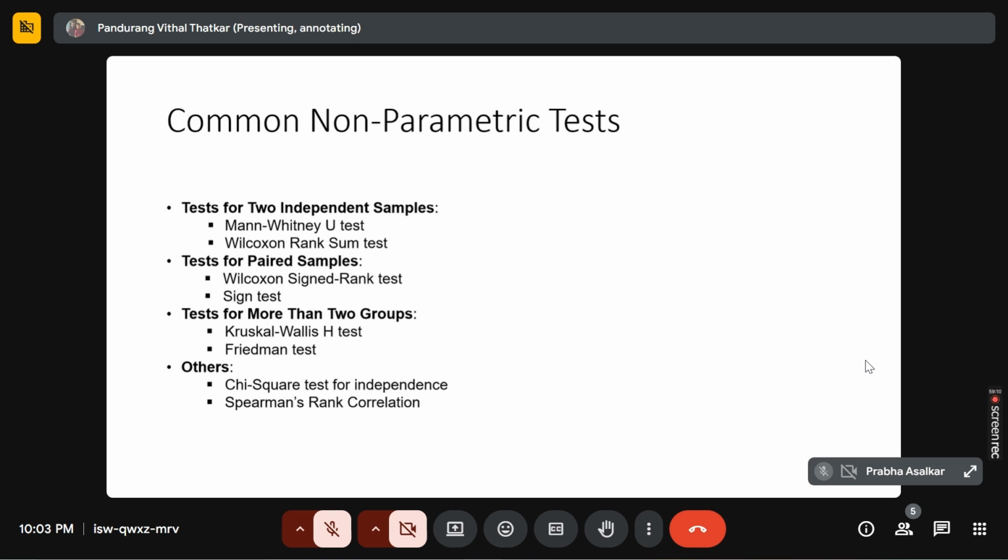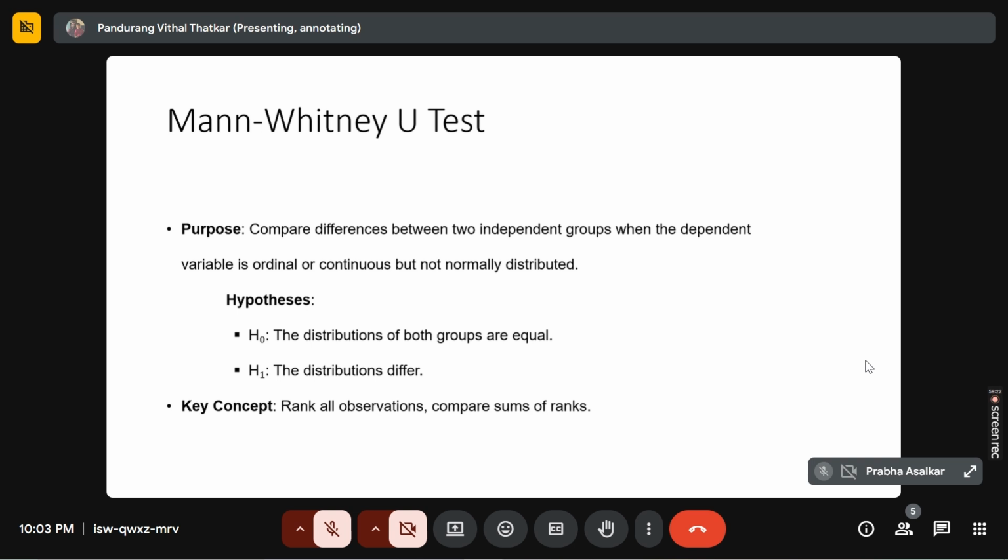In case of parametric, we have the Karl Pearson correlation coefficient, and in case of non-parametric, we have Spearman's rank correlation. It is based on ranks. Then the Mann-Whitney U test is used to compare the differences between two independent groups when the dependent variable is ordinal or continuous, but it is not normally distributed. Here, the hypothesis is that the distributions of both groups are equal, against the alternate hypothesis that the distributions differ. And here we use ranks of all observations and compare the sum of ranks.